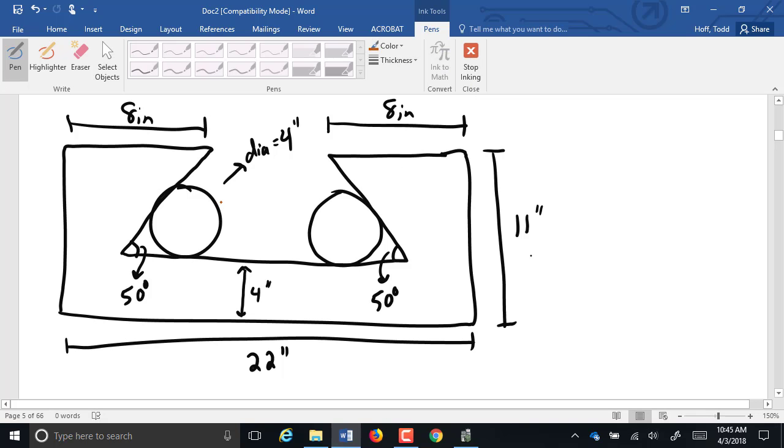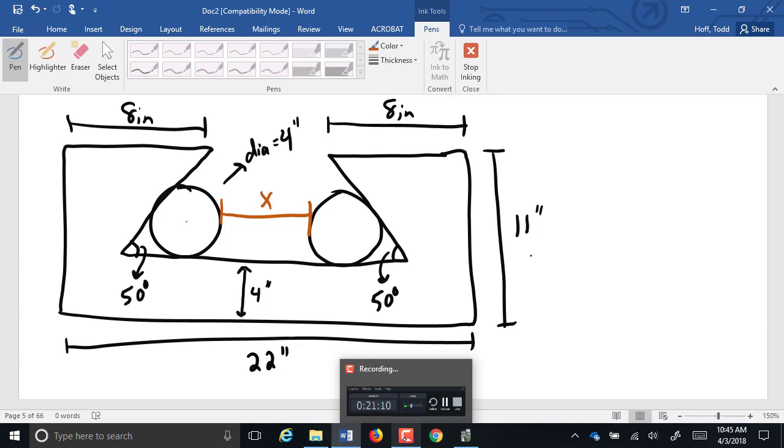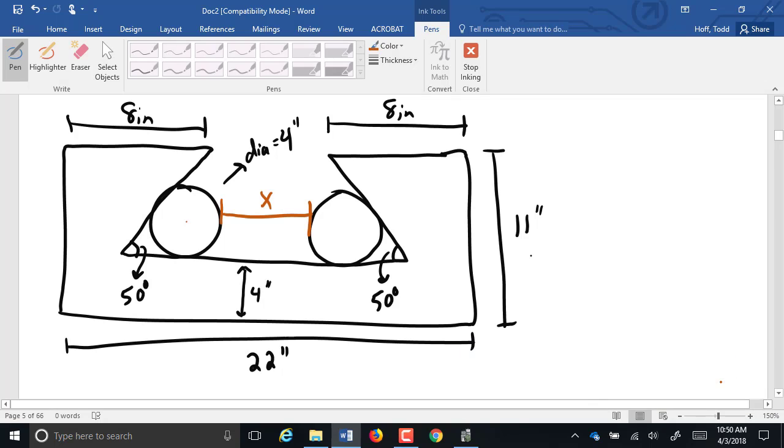Okay, gentlemen, for this problem, what I want you to find is the distance between, again, we have this V block. These are dowels that are set in there. I want to find the distance between them. I'm going to give you a minute and see if you can do that on your own.